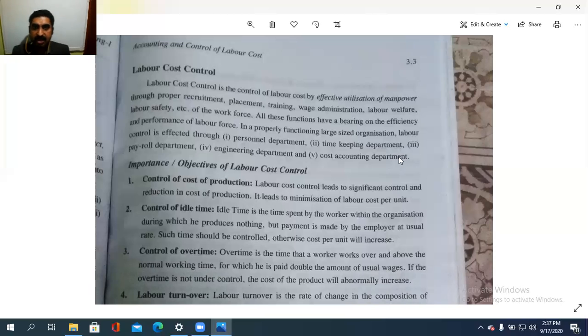All these functions have a bearing on the efficiency and performance of the labor force. In a properly functioning large-sized organization, labor control is affected through the personnel department, the timekeeping department, the payroll department, engineering department, and costing department.